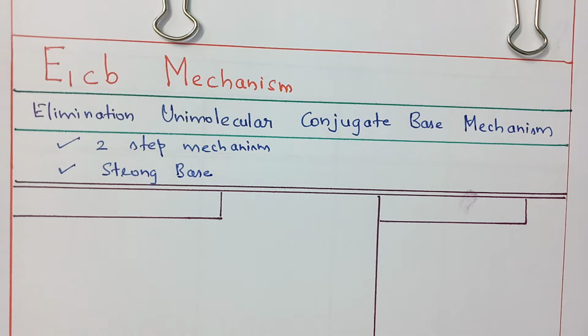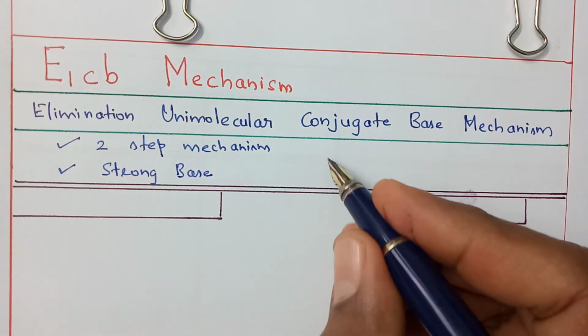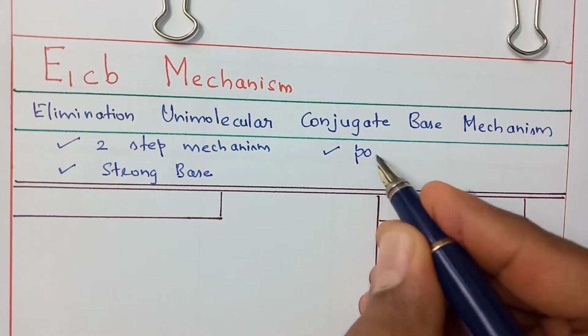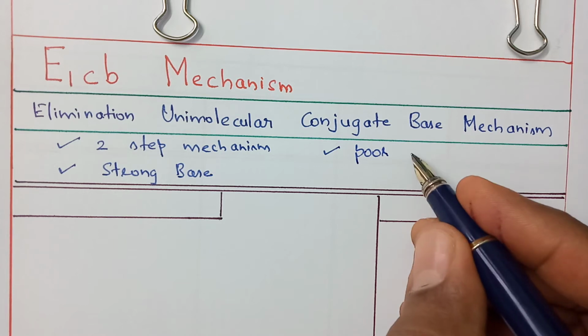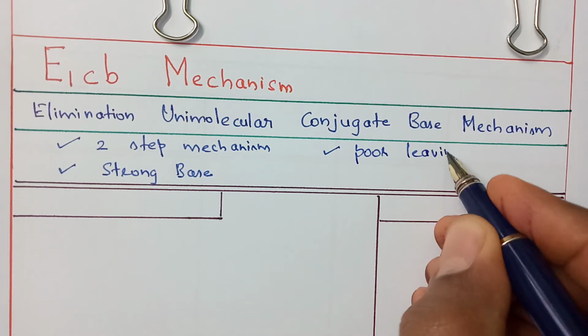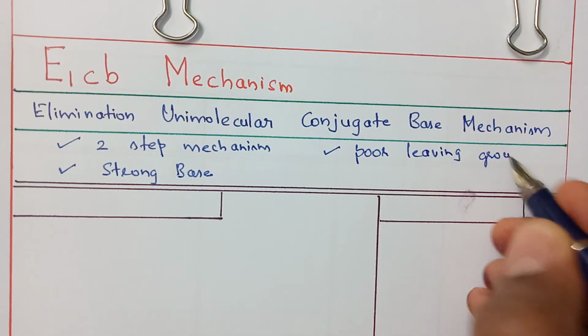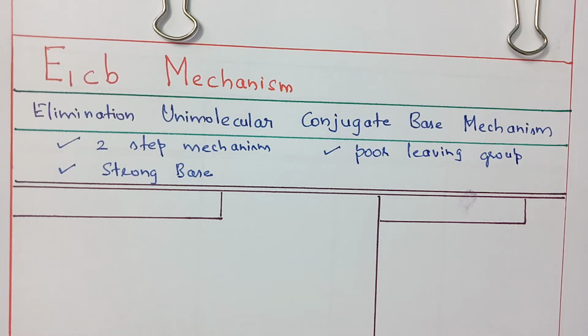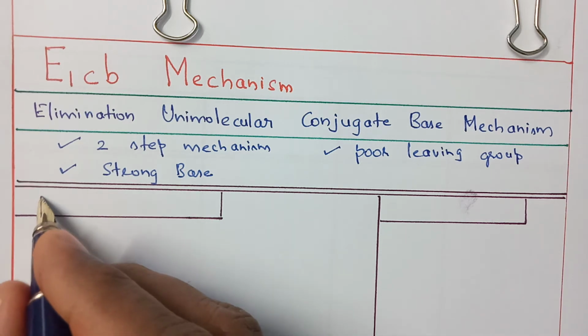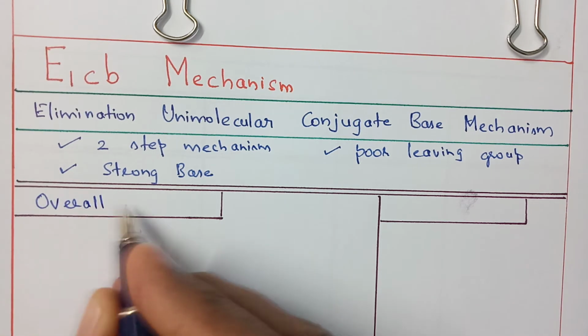This mechanism is favored by strong bases, and another condition is the substrate molecule should have a poor leaving group, a bad leaving group. Then only this mechanism will occur. Now let us start our process with one overall reaction. Let us write the overall reaction.